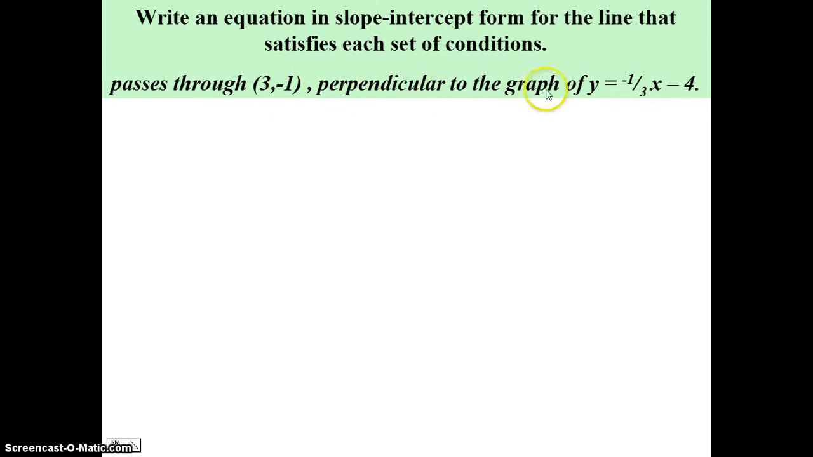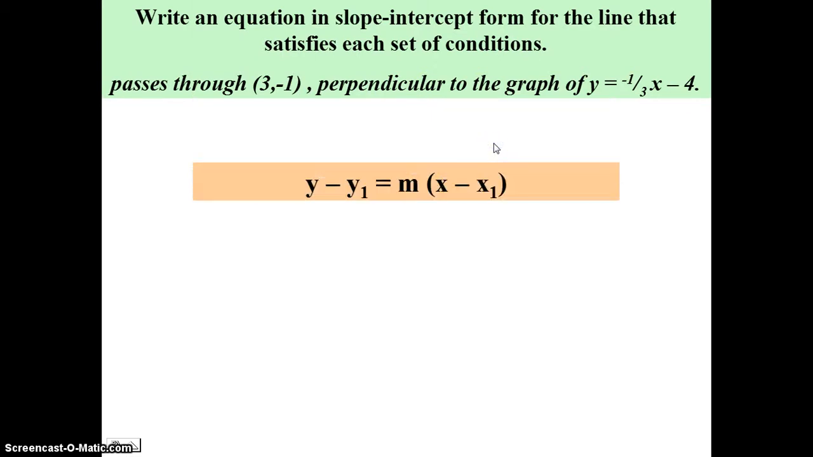And there's this other line that is drawn out next to it. That is y equals -1/3 x minus 4. My line that goes through 3, -1 is perpendicular to this line. Perpendicular means that they intersect at a 90-degree angle. Perpendicular lines have negative reciprocal slopes.